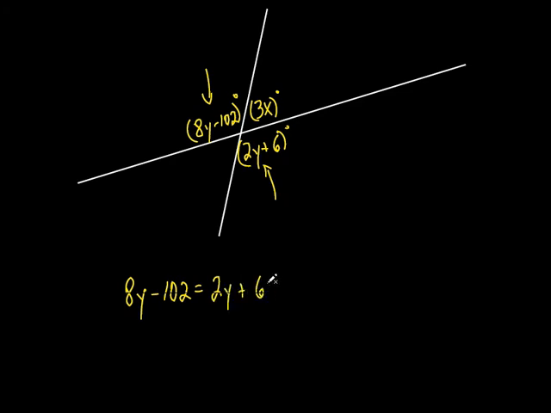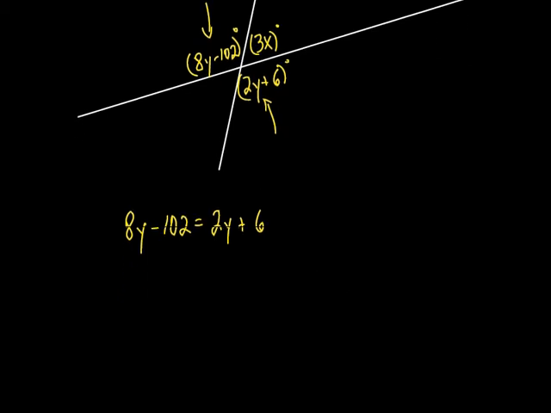So you set them equal to each other. If the angles are equal, you set them equal, and then you solve for y, and that's how you find what y is. So let's do some math real quick. I don't know, it's 22. So you subtract 2y from both sides. 8y minus 2y is 6y.